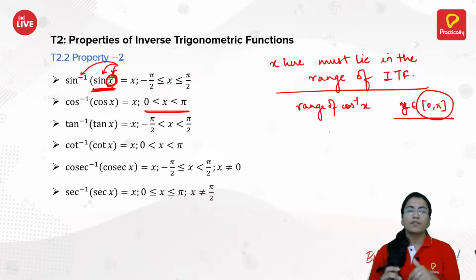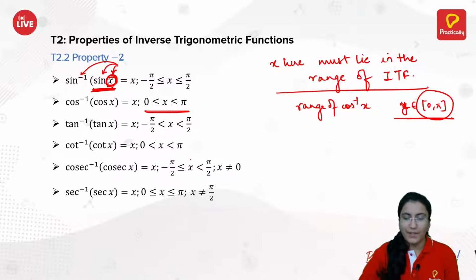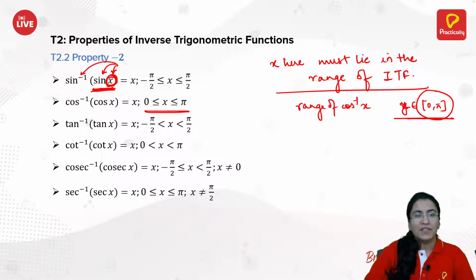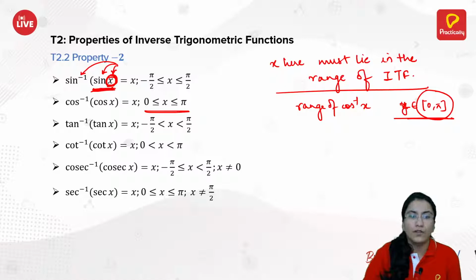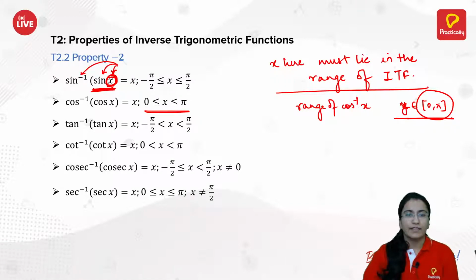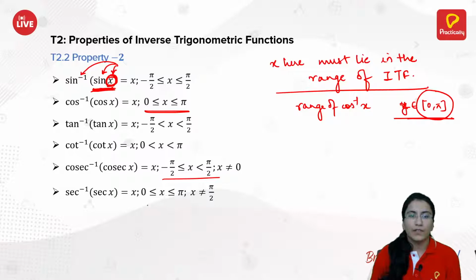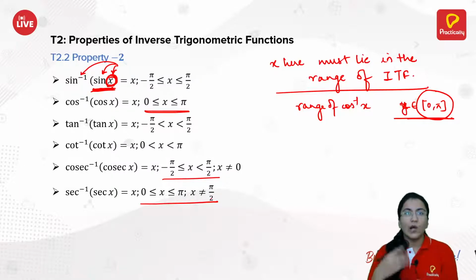Next you have cot inverse of cot x. Again, you need to see the range for cot inverse x, which we stated earlier, is 0 to pi, open interval. So all values from 0 to pi, but 0 and pi are not included. Again, the ranges for cosecant inverse and secant inverse are the same as written over here.